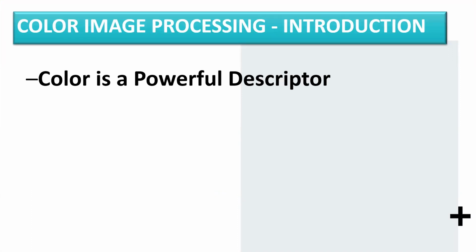The very first point to be remembered here is that color is a powerful descriptor. Why? It helps us to differentiate from scene to scene, from object to object, and it helps in the recognition and separation of one object from another. It is a powerful descriptor in terms of identifying and separating the individual objects in a picture or a scene.